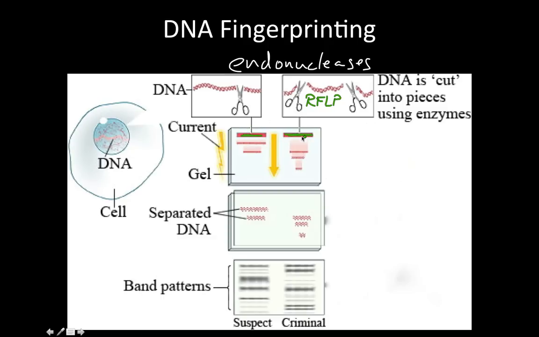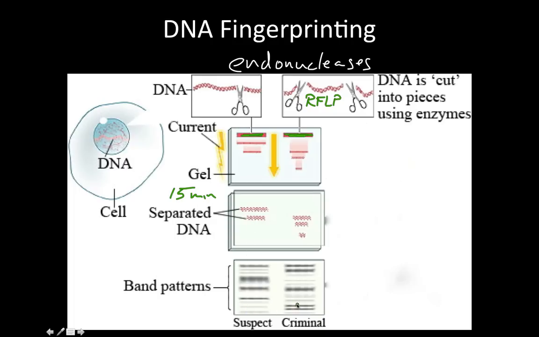So we're going to load them into the wells on the gel and then put our current or electricity through the gel. Remember, we had that buffer to help close the system. We're going to let it run for maybe 15 minutes or so, and the RFLPs are going to separate in the gel. And it makes these bands.